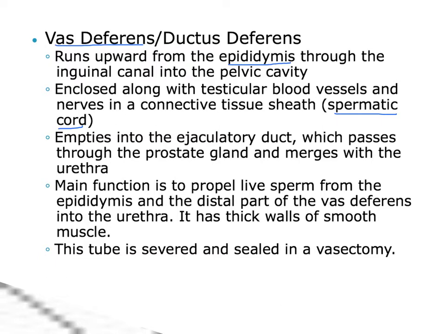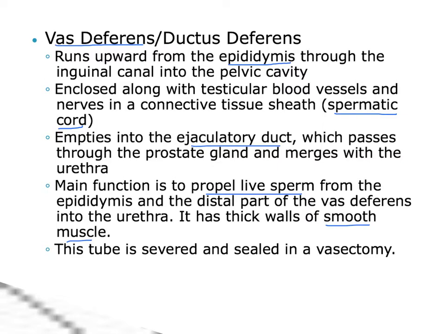The vas deferens empties into the ejaculatory duct, which passes through the prostate gland and merges with the urethra. And as I said, the main job of the vas deferens is to propel the live sperm from the epididymis through to the urethra. So it has thick walls of smooth muscle to allow it to do that.